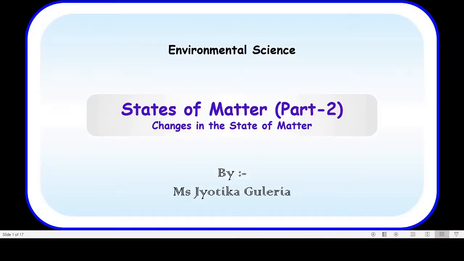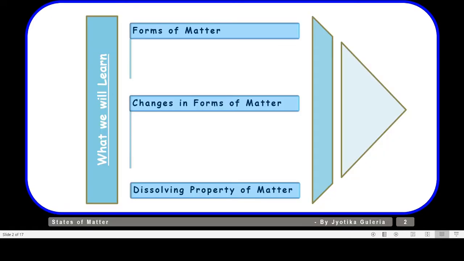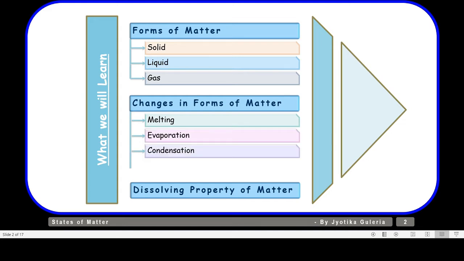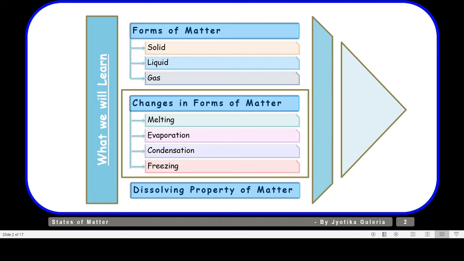Children, as you know, we have divided this topic into 3 parts. The first is the form of matter, that is solid, liquid and gas, and then the changes in the form of matter, in which we have terms like melting, evaporation, condensation and freezing. And then we have the dissolving property of matter. Forms of matter we have already discussed in part 1, and today in this video session we'll talk about the changes in the forms of matter.